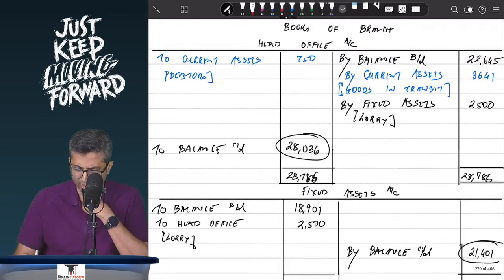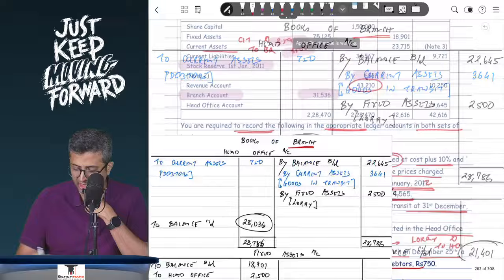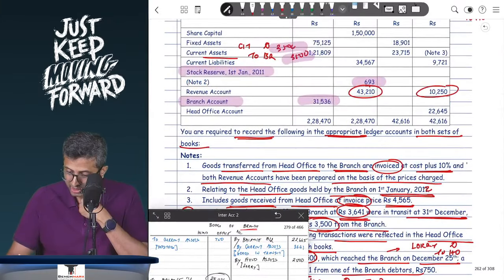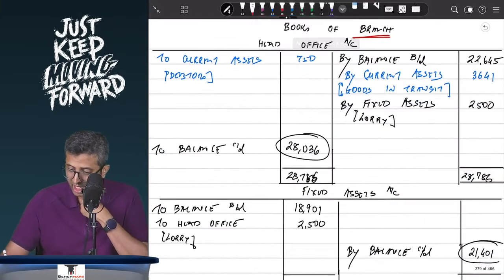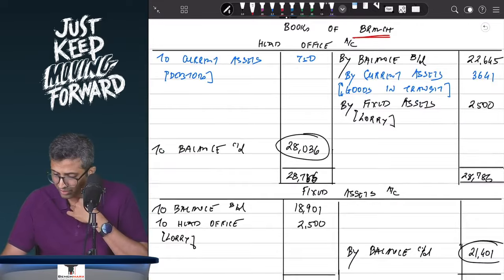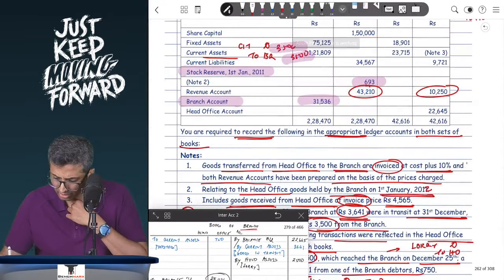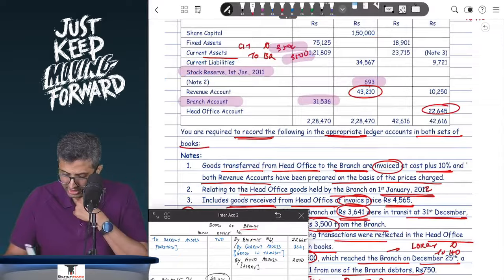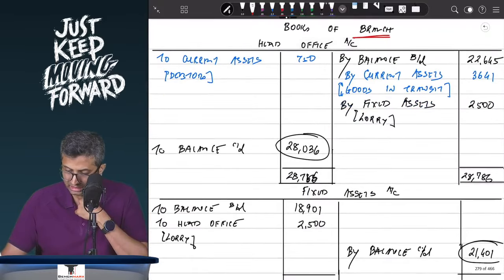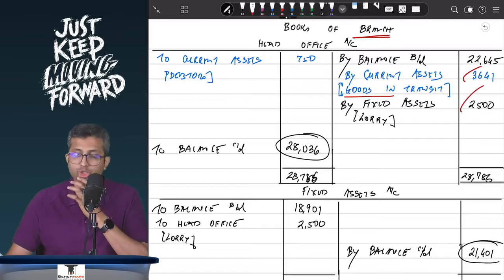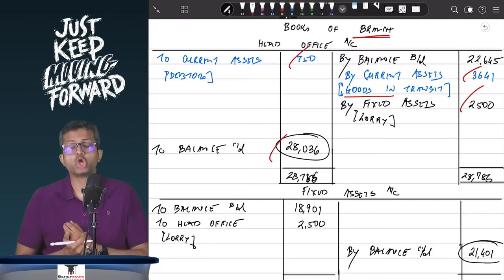Acha, when you look at the branch books, again you'll have the HO account. We'll start with the HO account at 10,250. Now in this 10,250, where is this? No, sorry. Not revenue account, 22,645. You'll record goods in transit, 3641. Lorry 2,500 and 750 of payment. All said and done, 28,036.